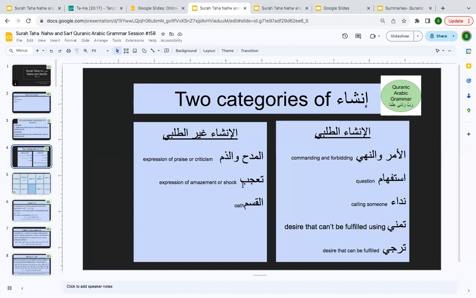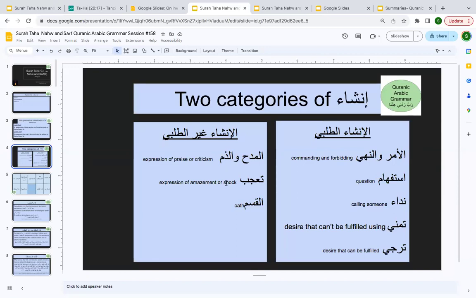So sometimes there is the ajub, an expression of amazement or shock. Somebody expresses amazement or shock at something. It's not again demanding anything from anyone, right? When you show a reaction to an event that is good or bad, those statements that come as a reaction and as an expression of amazement or shock also cannot be labeled as true or false statements, and they come under the category of al insha ghair talbi.